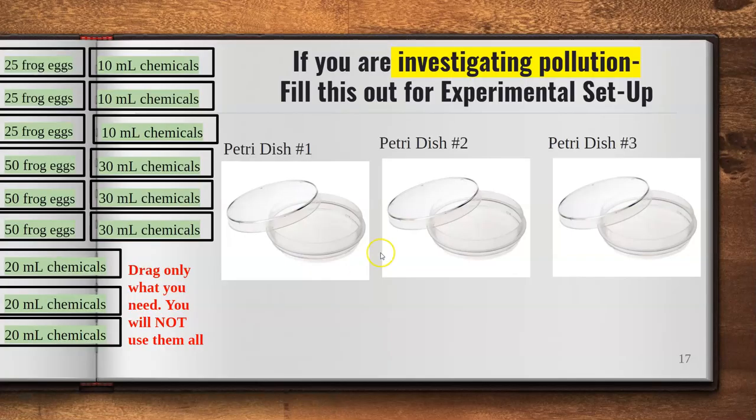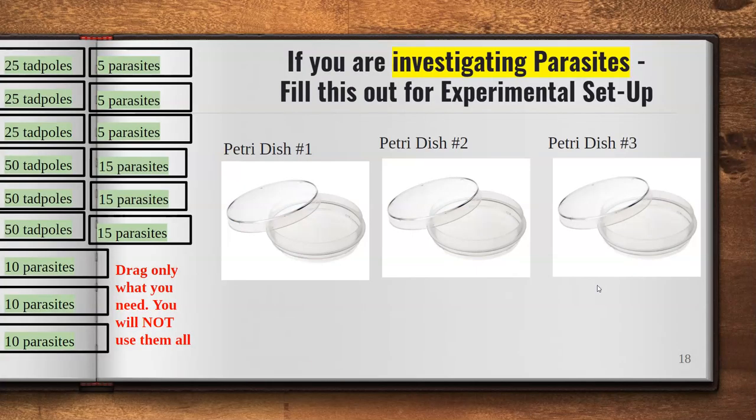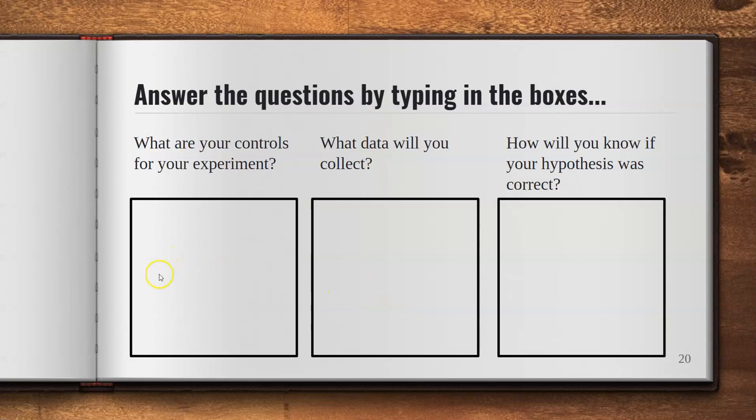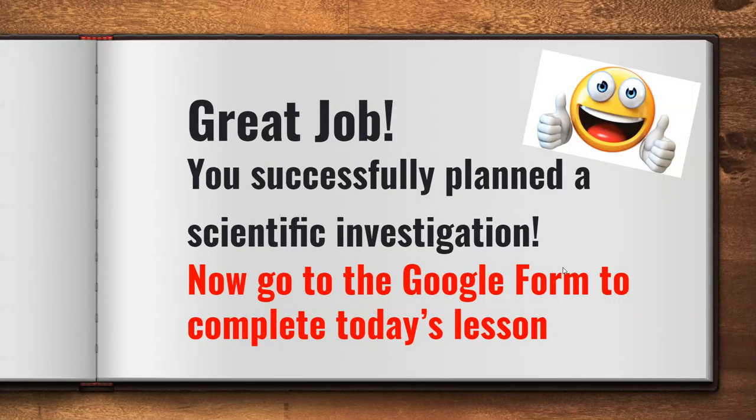Okay, if you're doing pollution, you should have something about tadpoles, something about pollution underneath each of these pictures. Okay, but you're only doing one of these slides. If you're doing parasites again, you're going to drag something about tadpoles, something about parasites. And then the last thing you're going to do is you're going to type in your answers here. And if you don't remember, come back and watch this video again. And then finally, you're going to go to Google Form on Google Classroom, and you're going to answer some questions about planning and investigating scientific investigations.